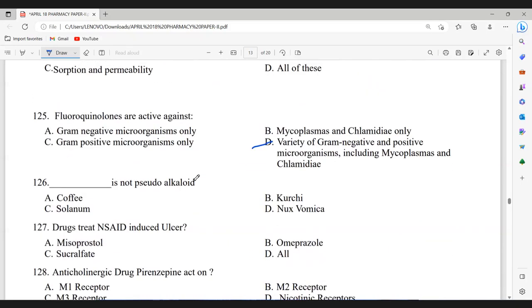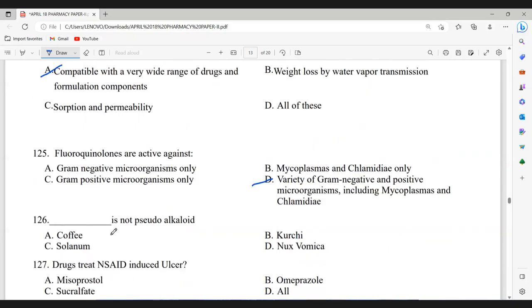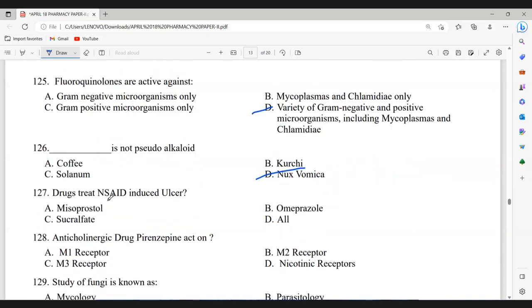Clear your doubts after the question paper discussion. 126, dash is not a pseudo alkaloid. Axomica is not a pseudo alkaloid. Then 127, drugs to treat NSAID induced ulcers.